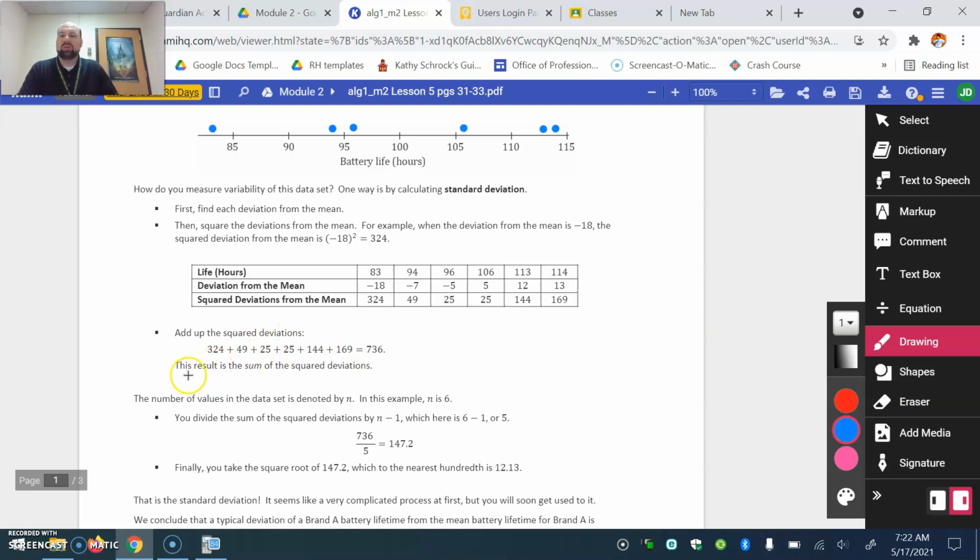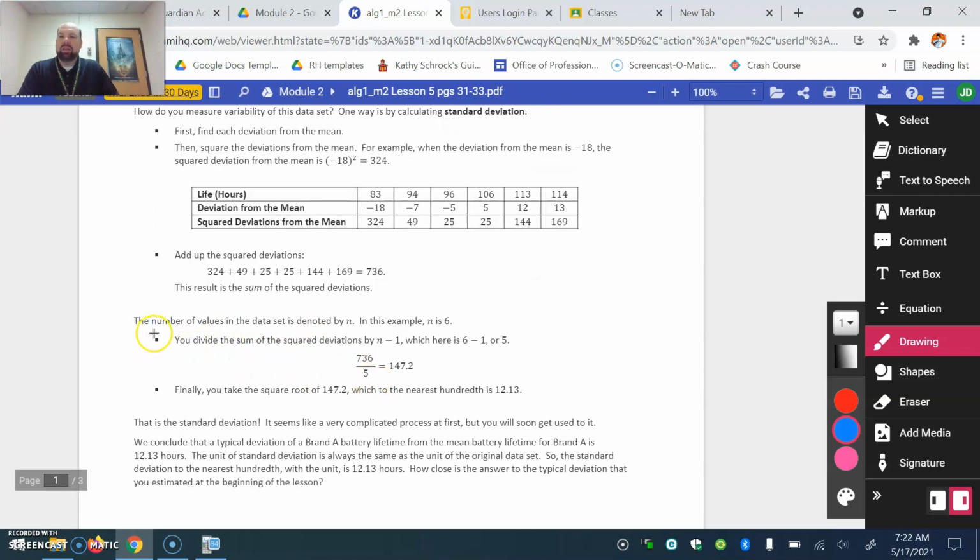So we square those numbers. This result is the sum of the squared deviations. Now, the number of values in the data set is denoted by n, so there's 6 of them. Now here's where there's a key element to this that a lot of people are confused by. You divide the sum of the squared deviations by n minus 1, which here is 6 minus 1, it's 5. Now a lot of people are confused. Why do you do that? Why not just divide by 6?